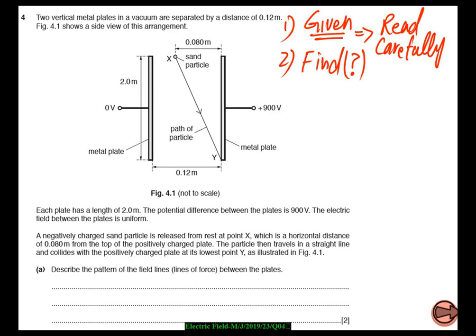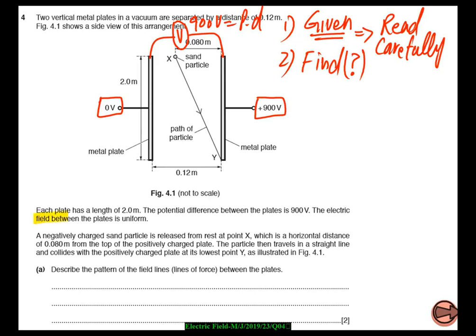If we read this question, we will see that it is given to us that the potential of one plate is 0 volt, and the potential at the other plate is plus 900 volts. It simply means that if we attach a voltmeter between these two plates, what we will read from the voltmeter will be equal to 900 volts, and this is the potential difference between these two plates.